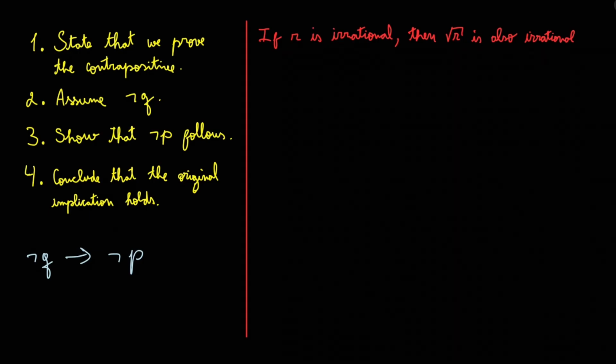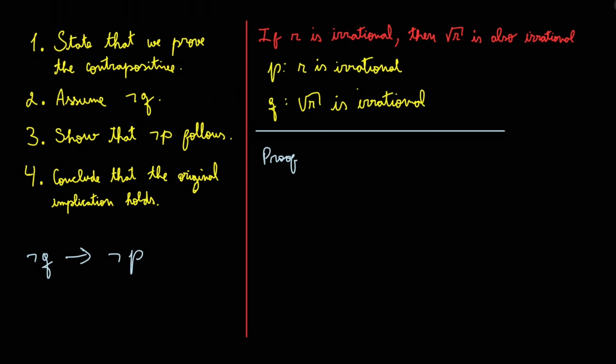So here our P, let's state that, is R is irrational. And our Q is the square root of R is irrational. Now let's follow our method. First, let's state that we prove the contrapositive. So I'll write proof by contraposition.